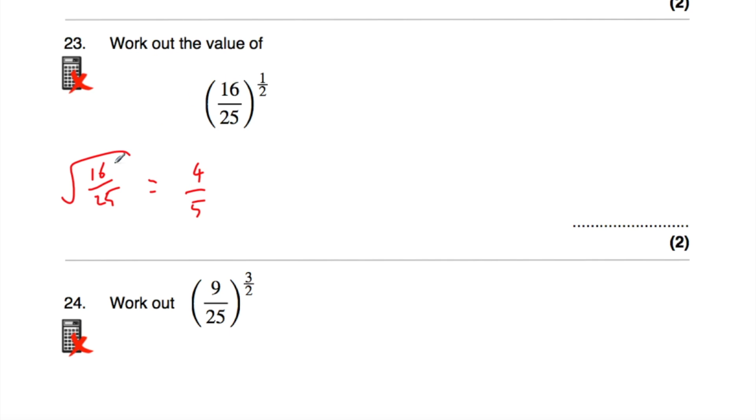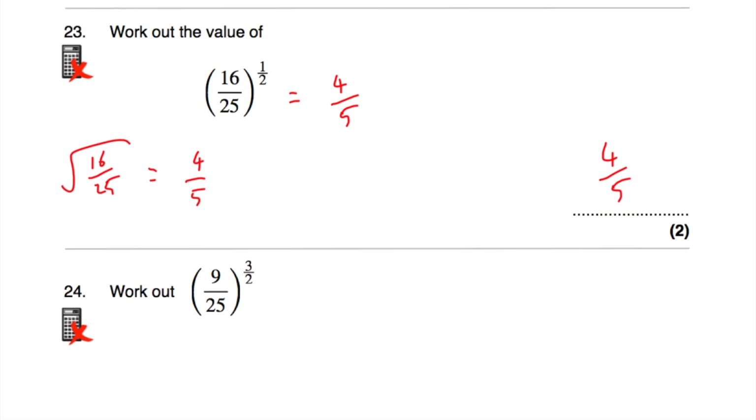So that means that the square root of 16/25 is 4/5. So that means that 16/25 to the power of a half, well, we work out the square root of it, so that'll just be 4/5, and that's it. So 4/5. Okay, let's look at our next question, question number 24.